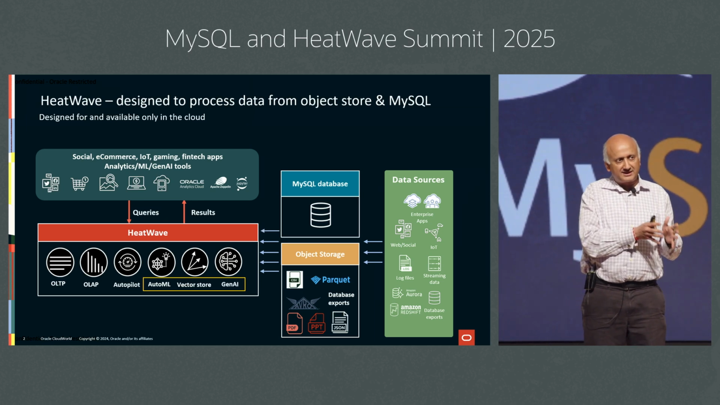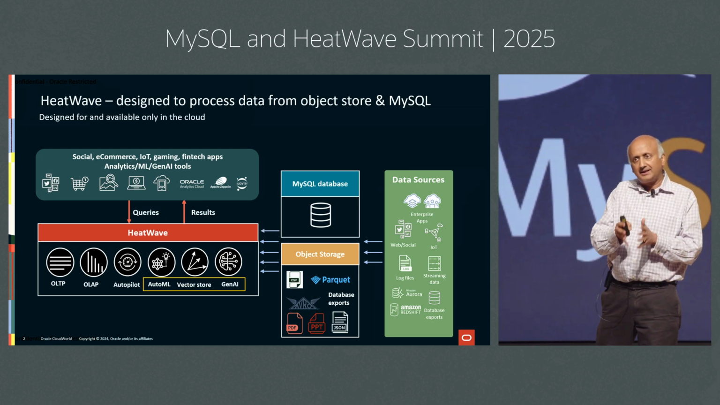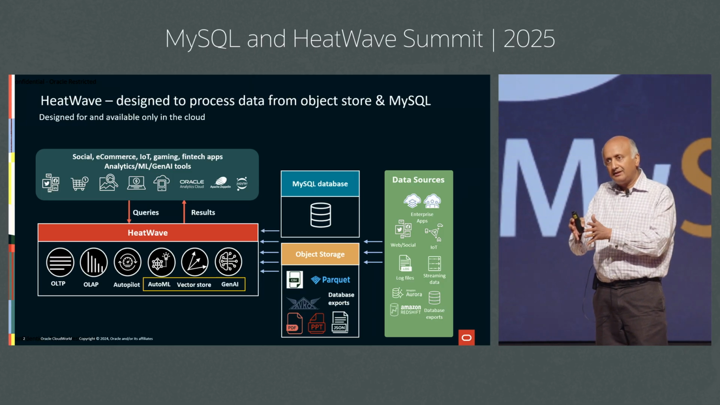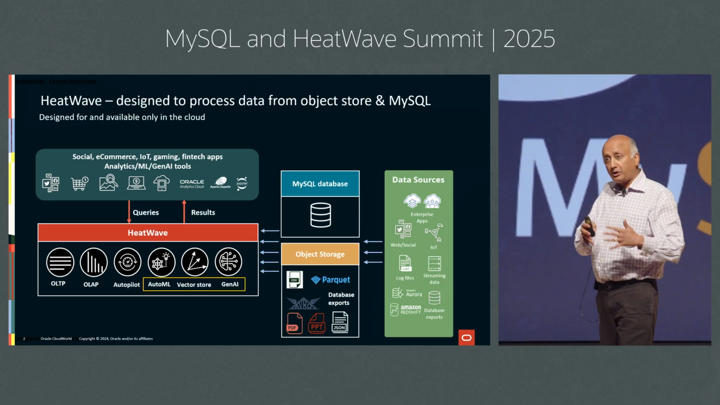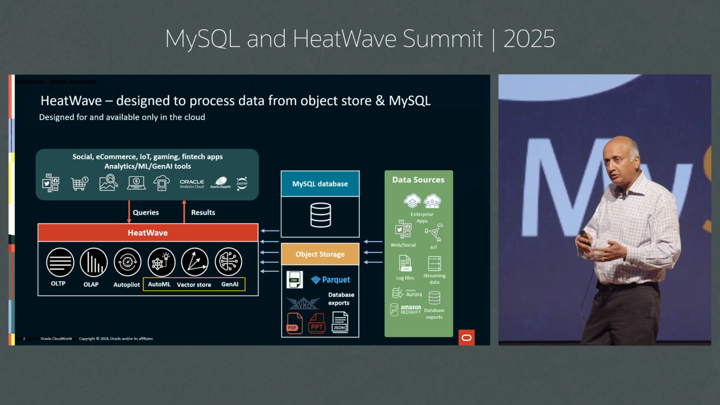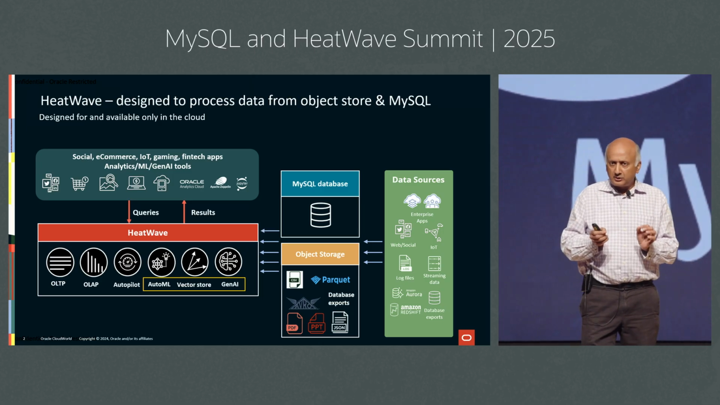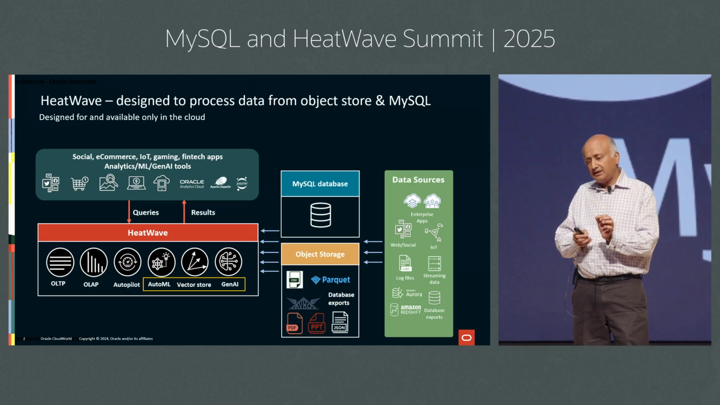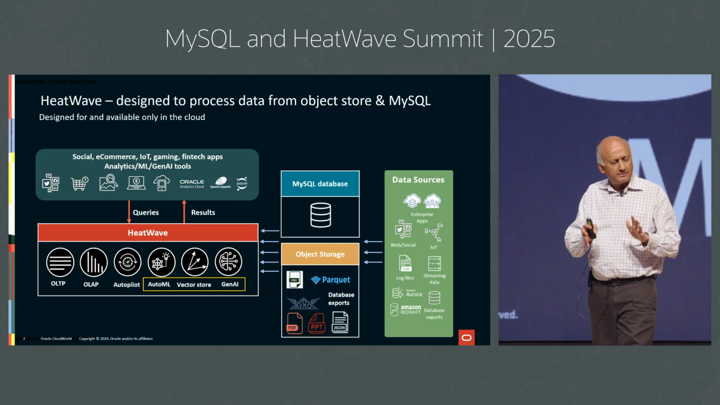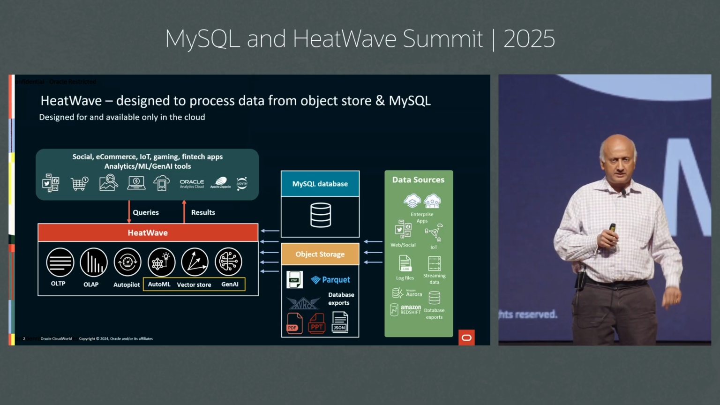It can obviously do transaction processing. It can do analytics. It can do machine learning, generative AI, and autopilot, which uses machine learning internally to automate various operations. Now, today's focus is predominantly going to be on machine learning, vector store, and generative AI, but I just want to make sure that you're aware of what the overall picture is.